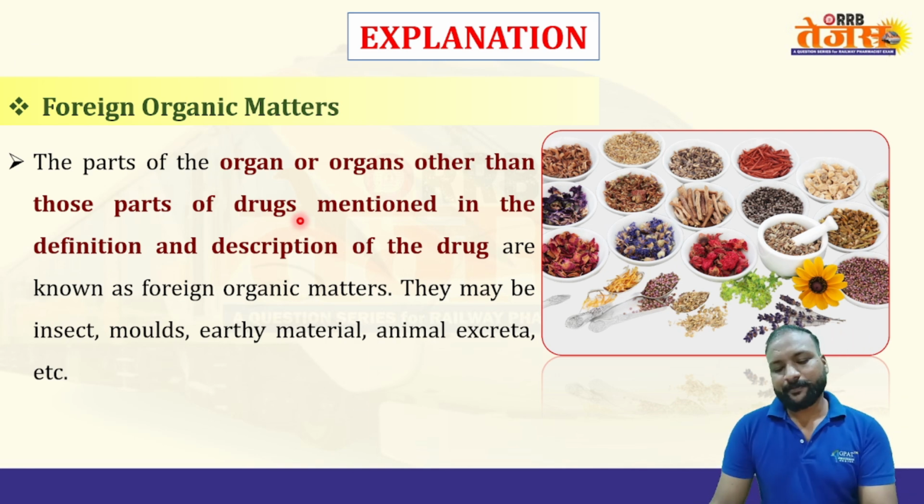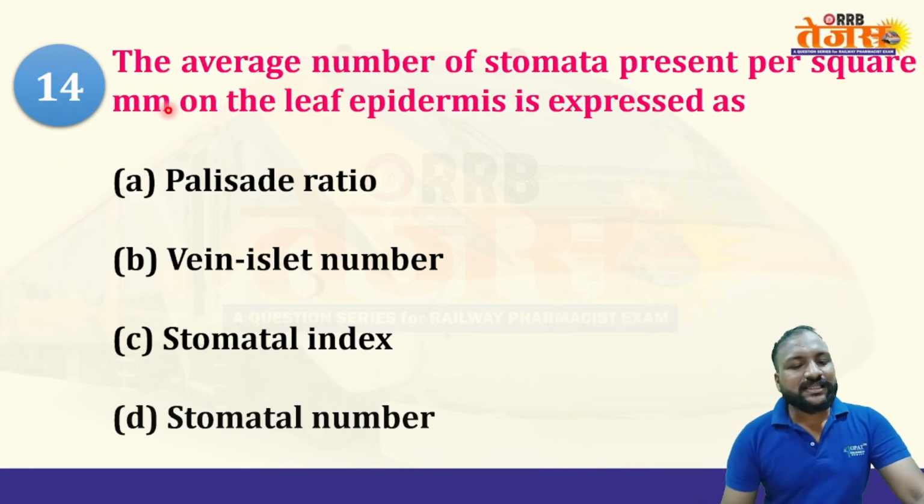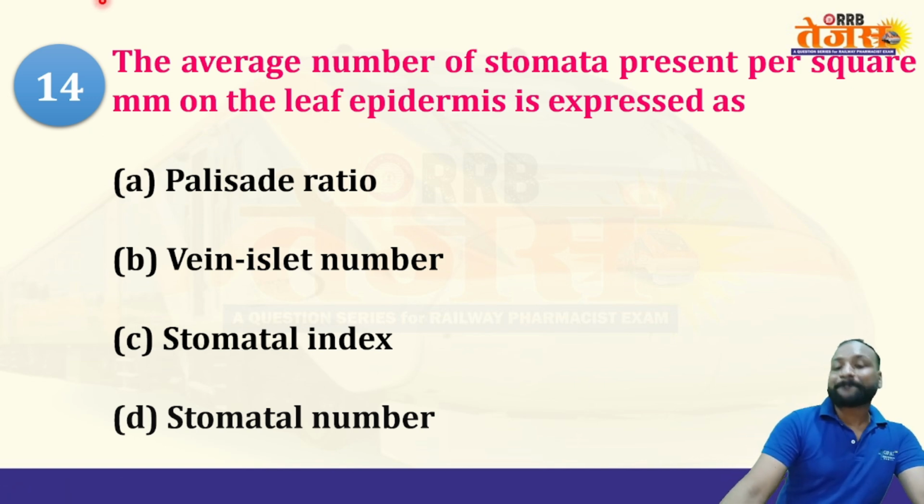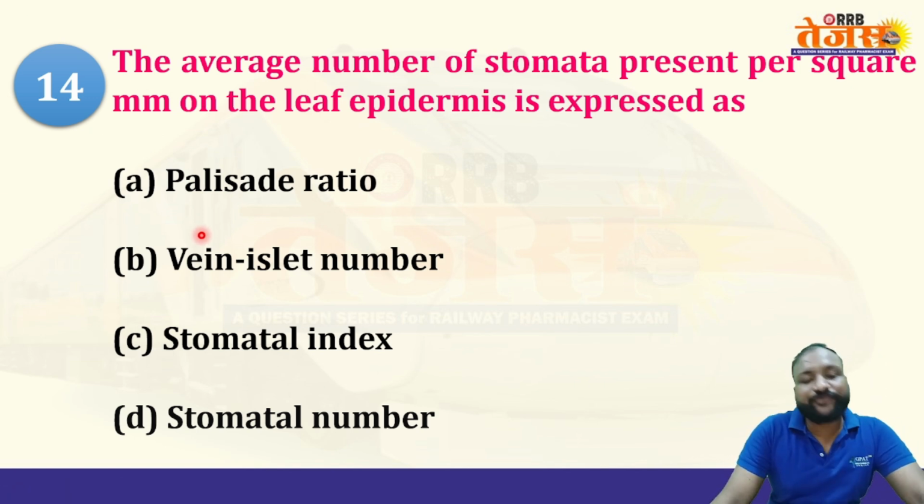Other than the crude drug is known as foreign organic matter. Simple. The 14th question in this series: the average number of stomata present per square of the leaf epidermis is expressed as. Option A, palisade ratio; option B, venal number; option C, stomatal index; and option D, stomatal number. So these are all the options. So tell me the right answer here.